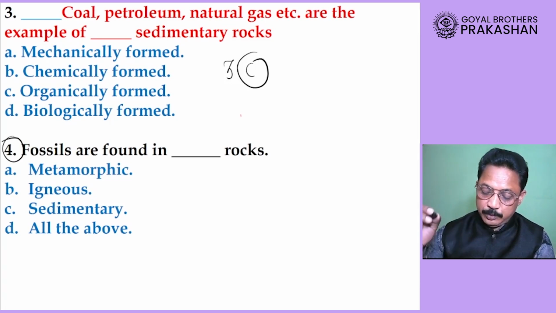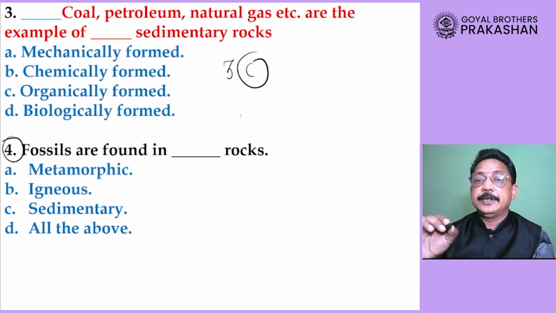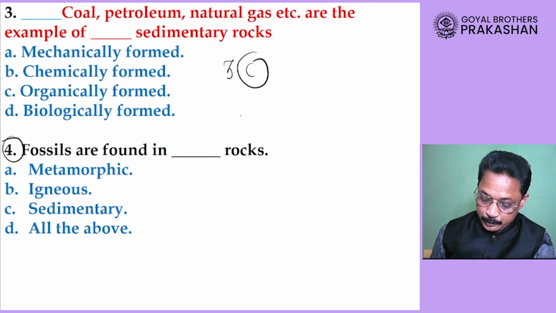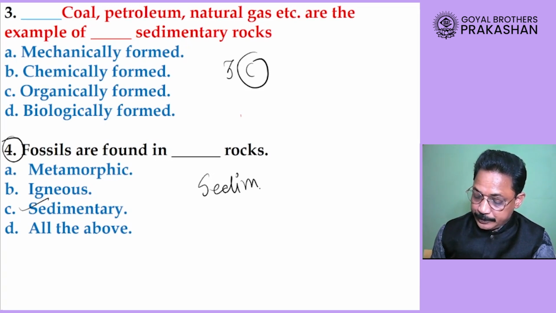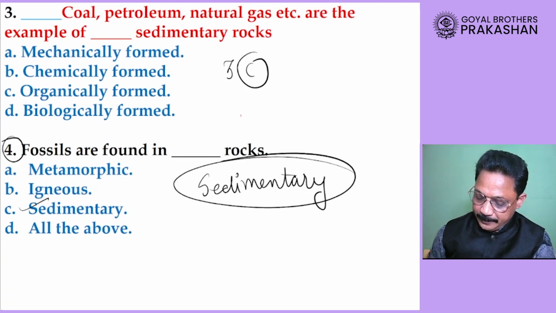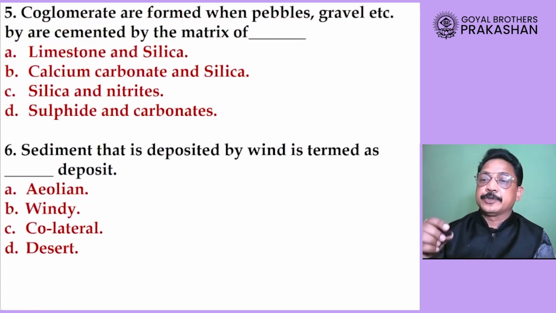Now question 4, fossils are found in dash rocks. Which rocks we find them? Metamorphic rocks, igneous rocks, sedimentary rocks, or all the above. So answer here is sedimentary rocks. Okay, fossils are found in sedimentary rocks.